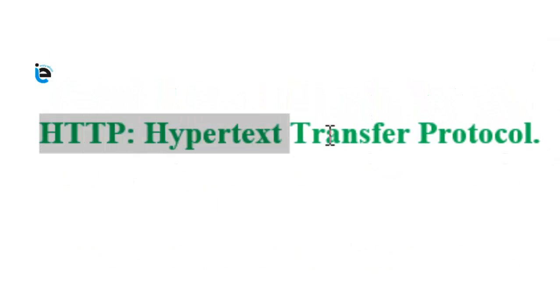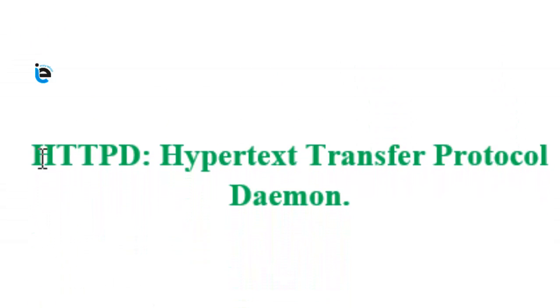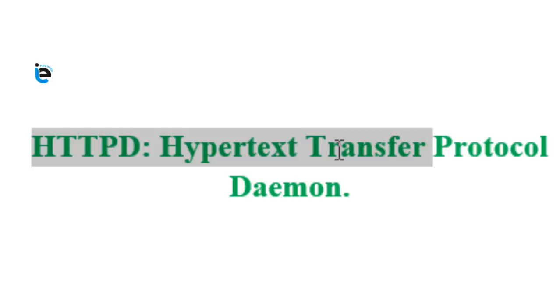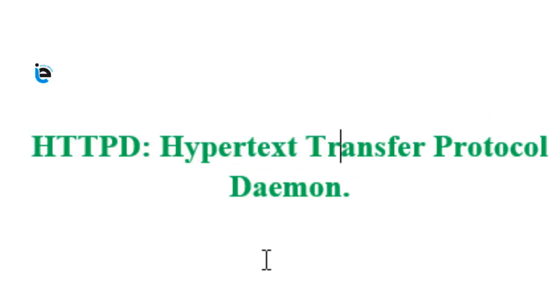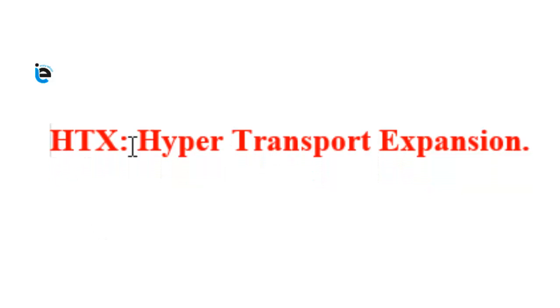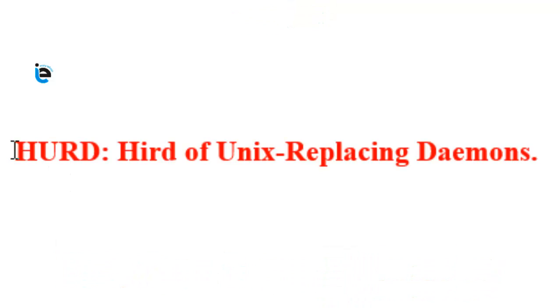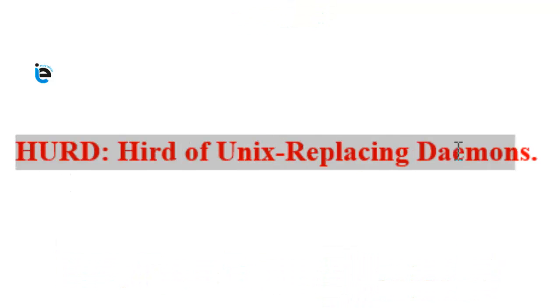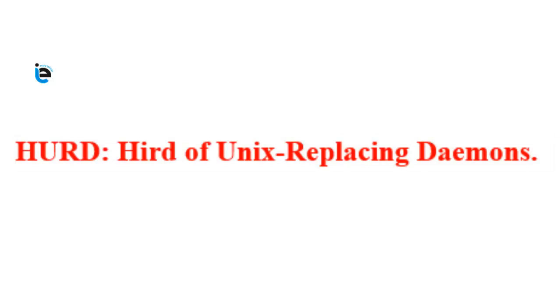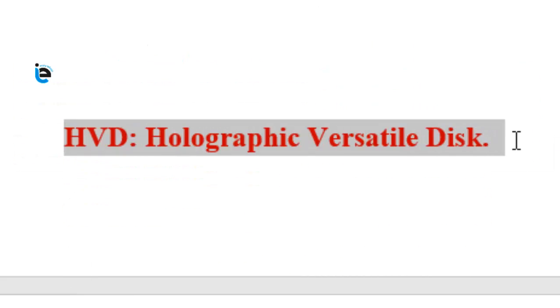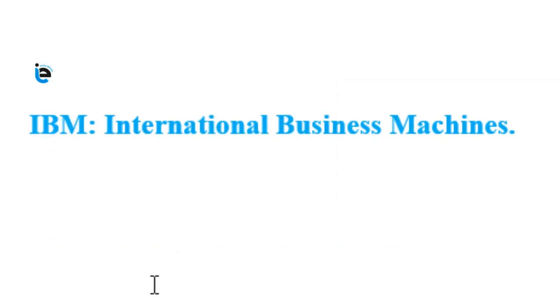HTTP stands for Hypertext Transfer Protocol. HTTPD stands for Hypertext Transfer Protocol Daemon. HTX stands for Hyper Transport Expansion. HURD stands for Herd of Unix Replacing Daemons. HVD stands for Holographic Versatile Disk. HZ stands for Hertz, is a unit of frequency.